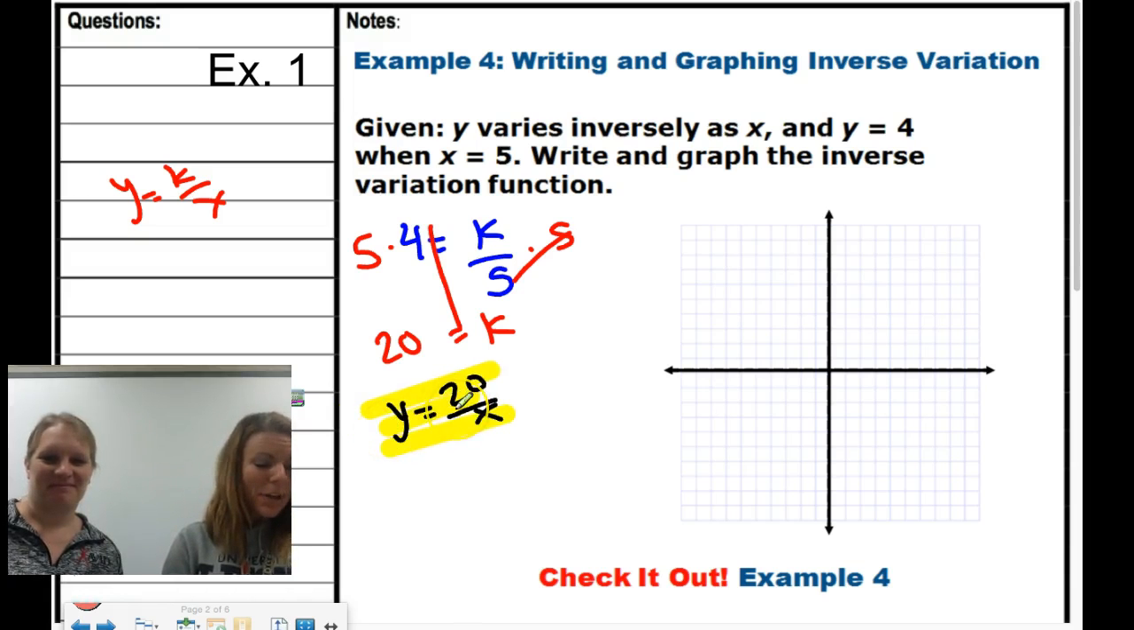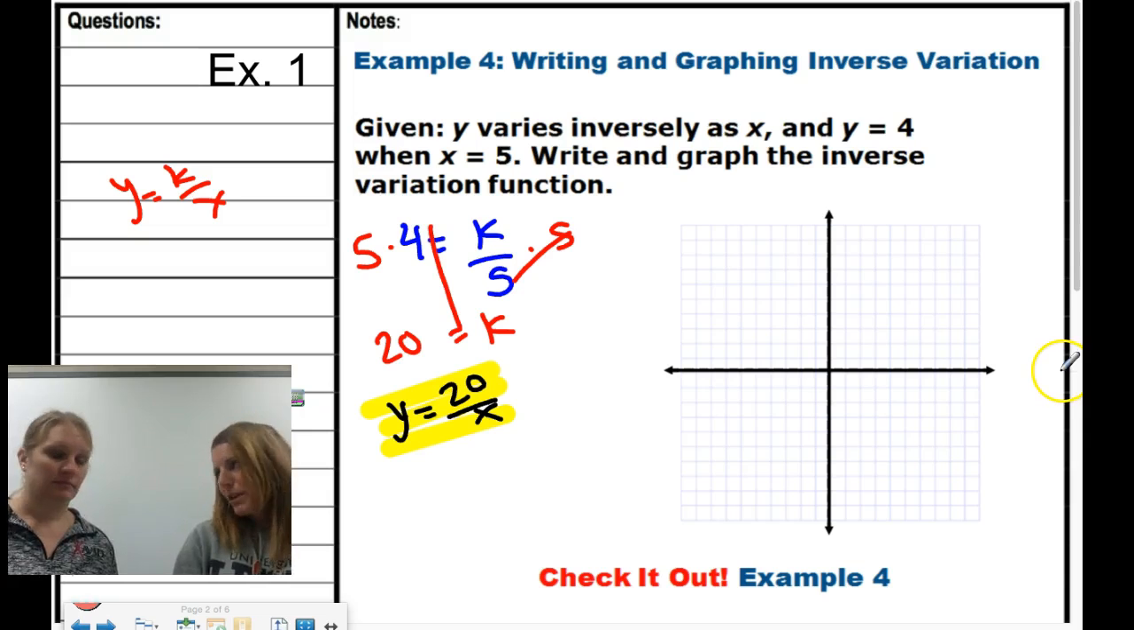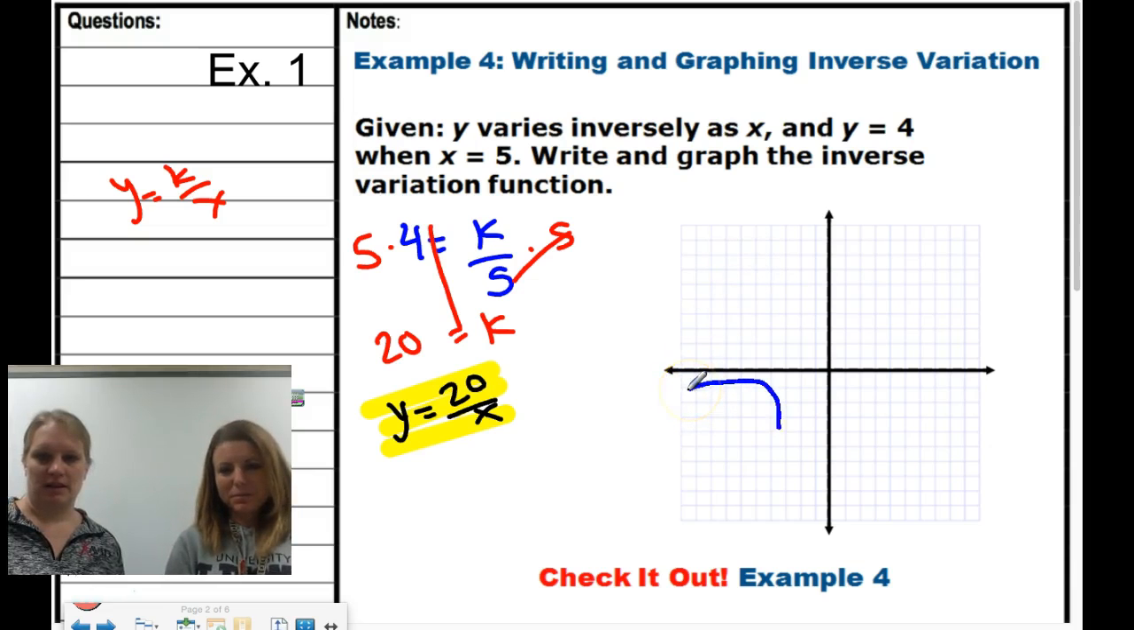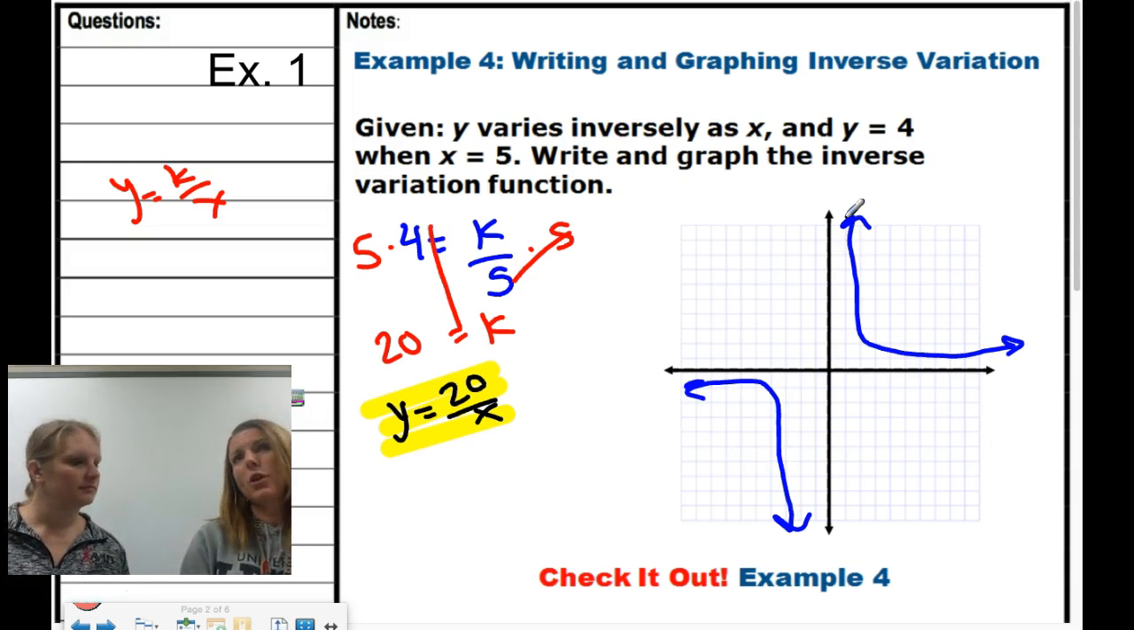To graph, you have a couple options. I would highly recommend using a calculator. It's so much easier. You can plot points if you want. The graph is going to look like this if you use your calculator. Notice we're not doing exact points it goes through. We just want to see that you have an idea of where it goes. Whereas a direct variation is much easier to graph because it's a line.